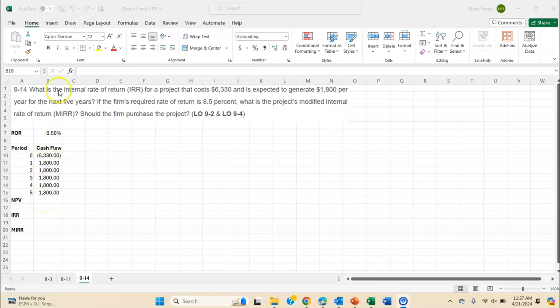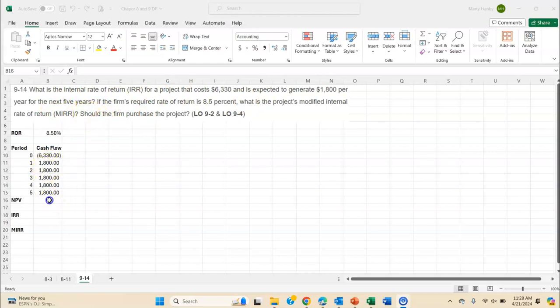So what is the internal rate of return, or IRR, for a project that costs $6,330 and is expected to generate $1,800 per year for the next 5 years? The firm's required rate of return is 8.5%. What is the project's modified internal rate of return, and should the firm purchase the project?